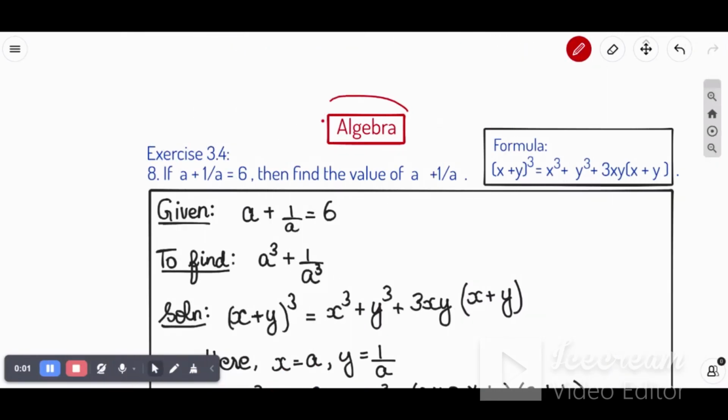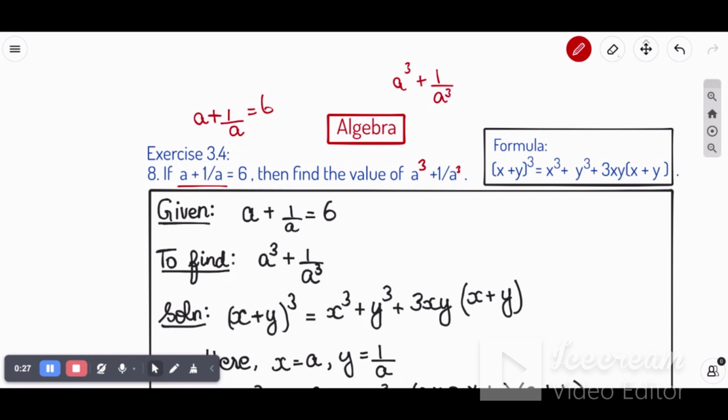Hi everyone. Let us start with algebra exercise 3.4 question number 8. In this question, it is given that a plus 1 by a is equal to 6. Then find the value of a cube plus 1 by a cube. You have to find this.